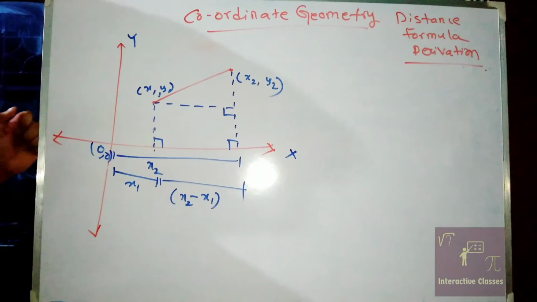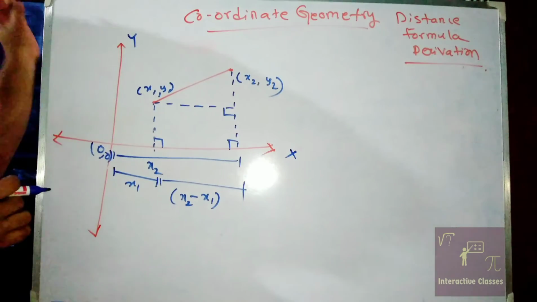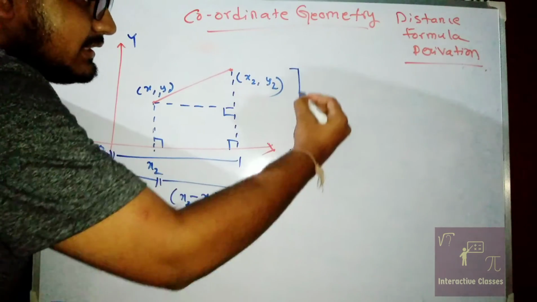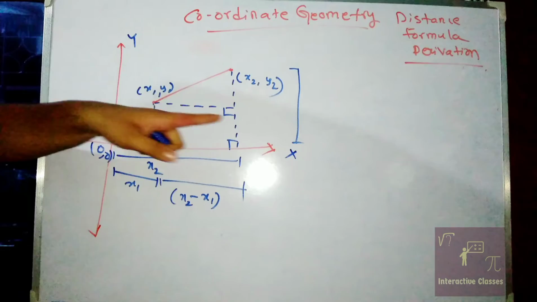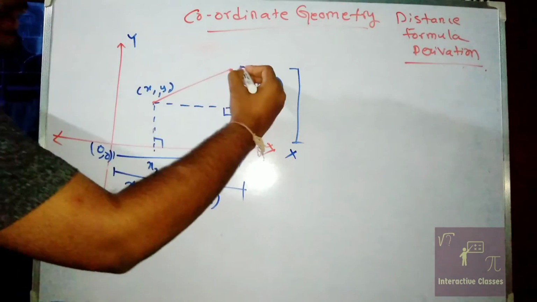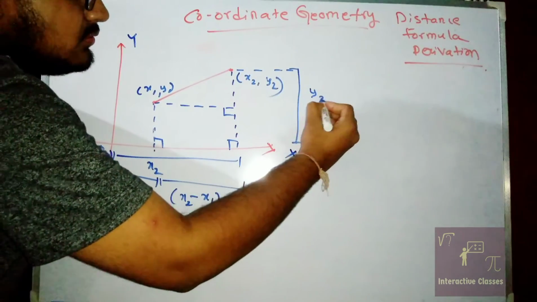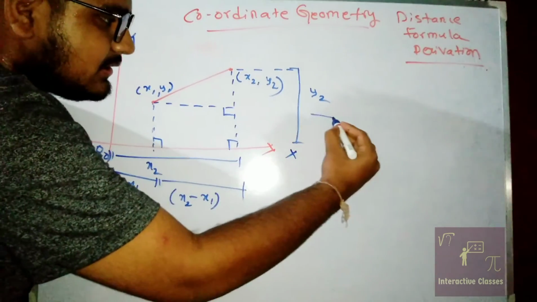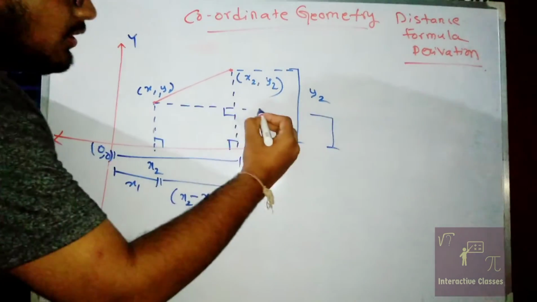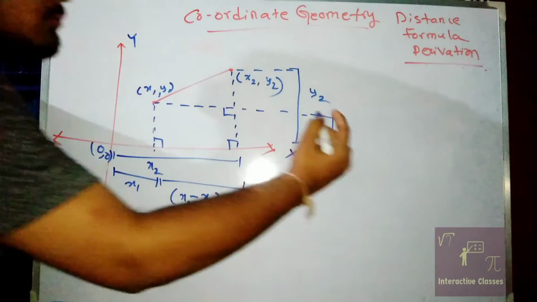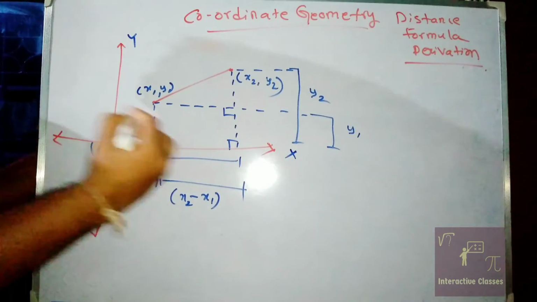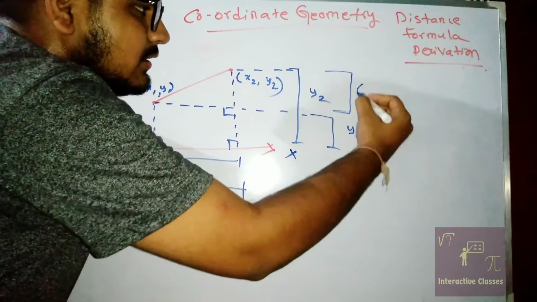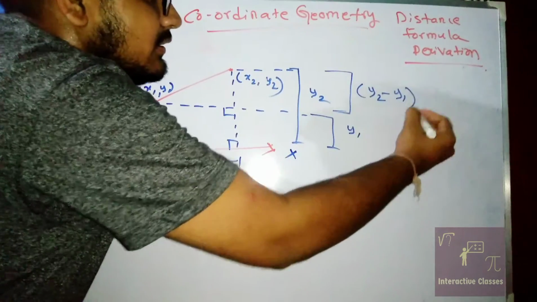Done. Now see this portion in the y-axis. Similarly, this total is y2, and if we compare, we see that this much is only y1. Then the remaining one is y2 minus y1.